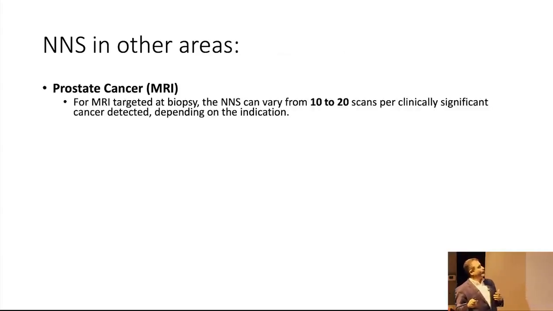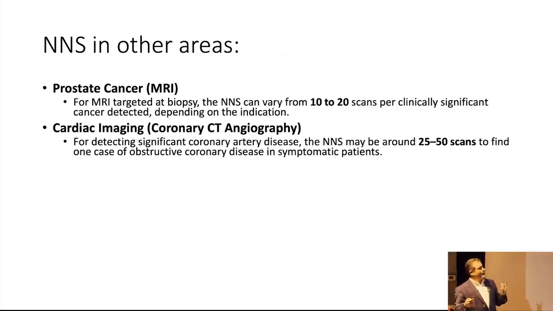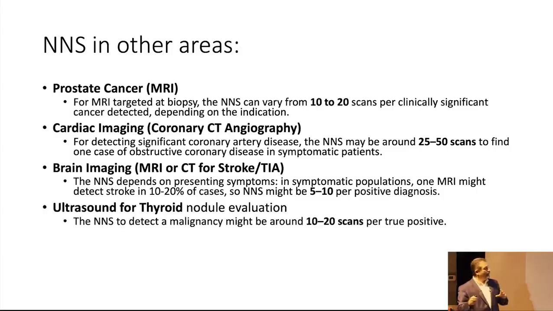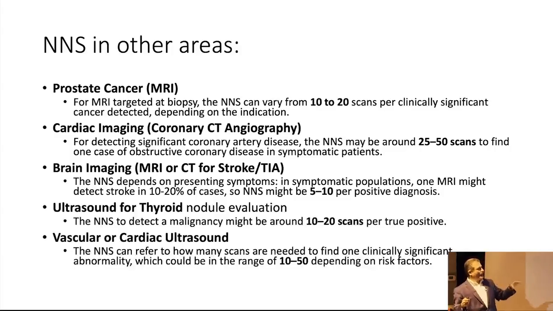For example, NNS for prostate cancer, doing MRI for treatment of prostate cancer is 10 to 20. Cardiac imaging, like a kind of CT for coronary artery, it is something like a 25. Brain imaging for stroke is 5 to 10. So the best NNS number that we have in the field of imaging, brain imaging and MRI, things like that, is around 5. And then ultrasound for thyroid, 10. Vascular cardiac ultrasound, 10. And this is something that they have in the field.